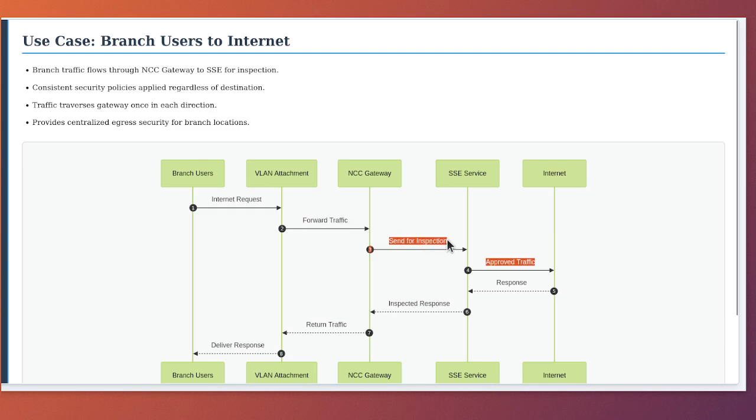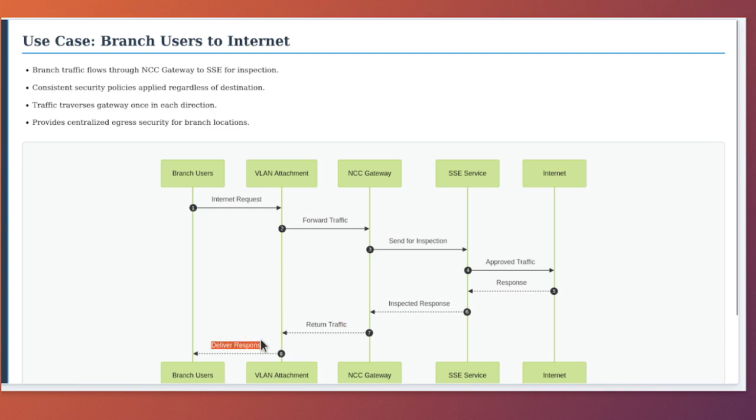The third-party SSE service inspects the traffic, applying security policies such as URI filtering, threat protection, and data loss prevention. The SSE service makes allow or block decisions based on your configured policies. For allowed traffic, the SSE service routes it to the Internet where it reaches the requested resources. The response traffic follows the reverse path, going through the SSE service for inspection before returning through the NCC Gateway and VLAN attachment to the branch users.